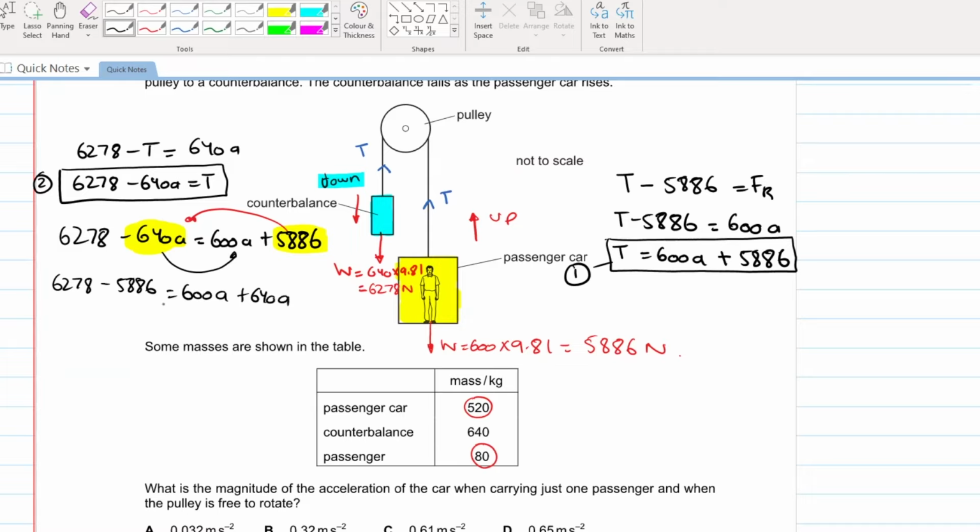Okay. 6278 minus 5886, divided by 1240. Your acceleration comes out to be what? Acceleration is 0.316, that is 0.32 m/s². Any answers like that? B is your answer.